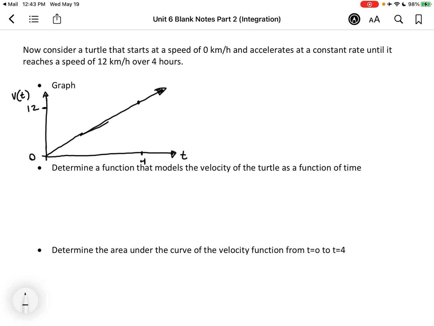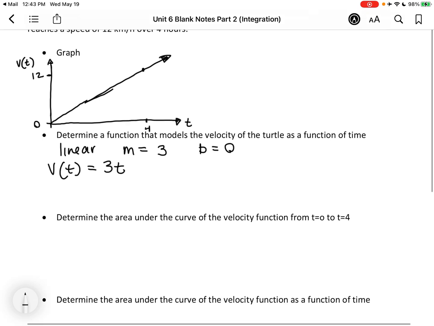Now, determine a function that models the velocity of the turtle as a function of time. Well, this is a linear function, right? For a linear function, we need the slope and the y-intercept. In this case, the slope is like rise over run. So our rise is 12, our run is 4. 12 over 4 is 3. And our y-intercept is 0. So we're going to get that v of t equals y equals mx plus b, 3t. Okay, so there's our function.